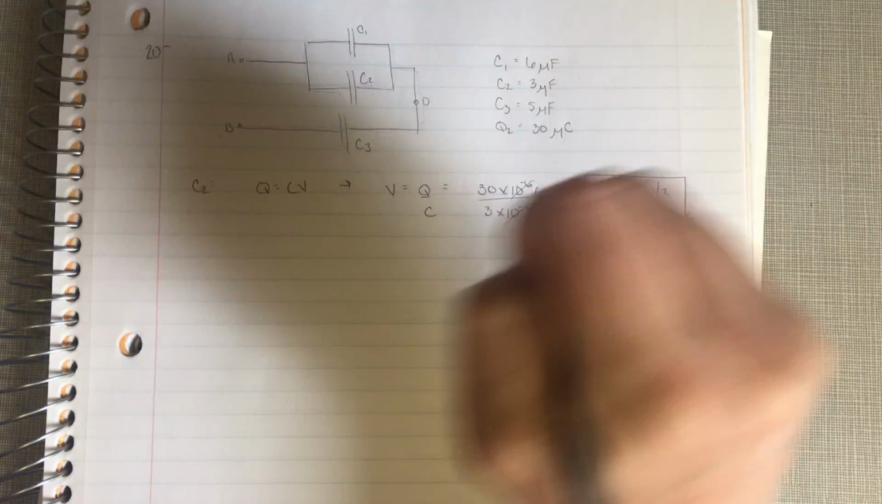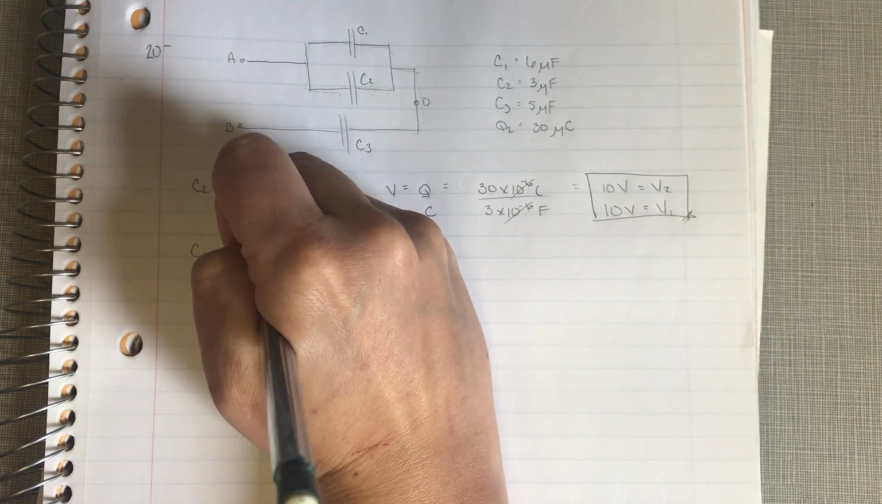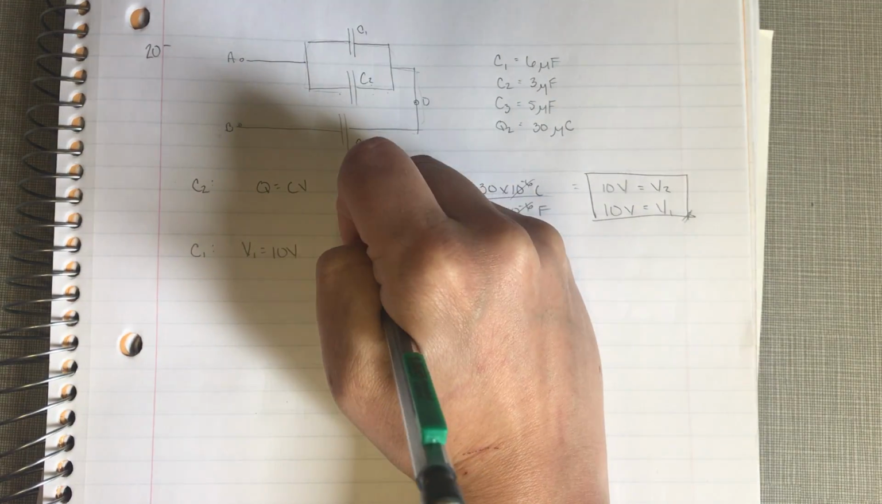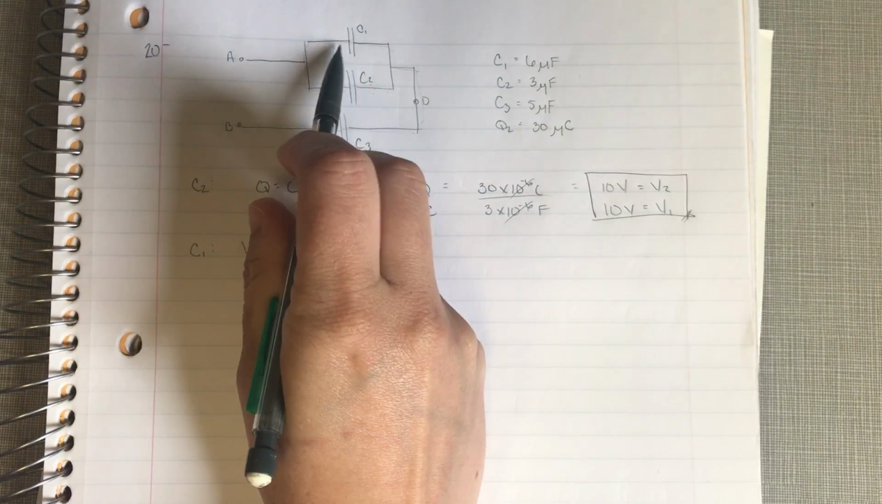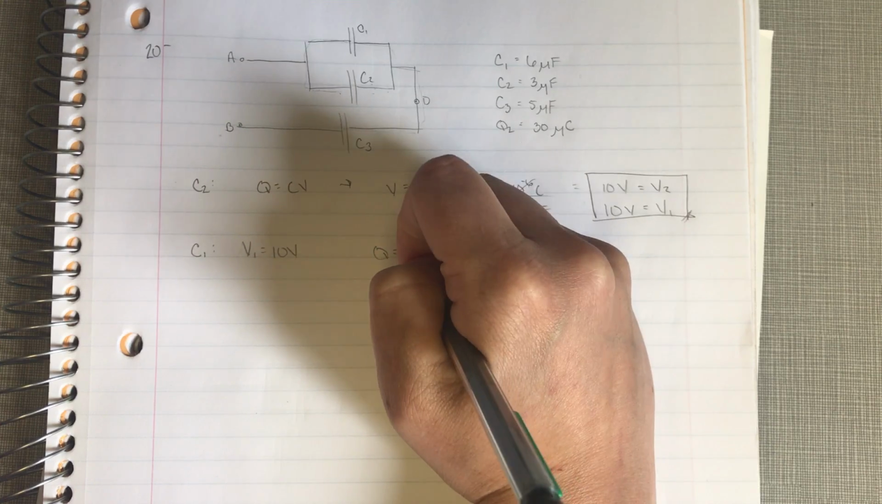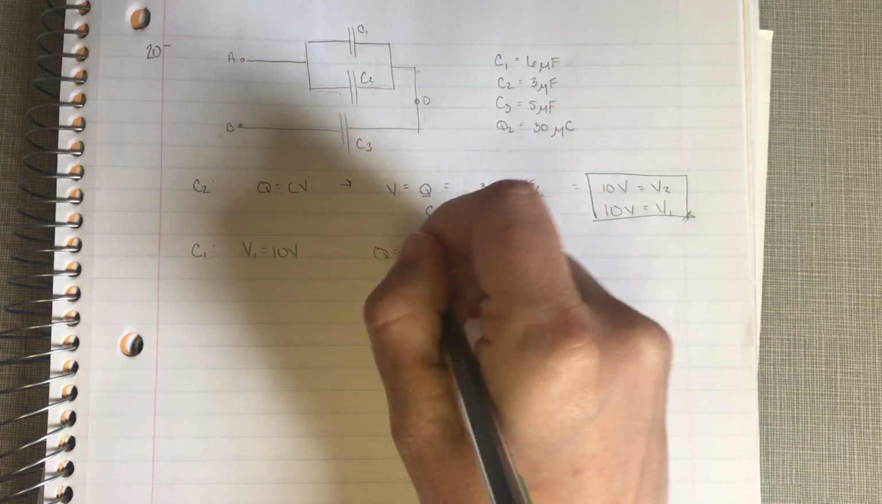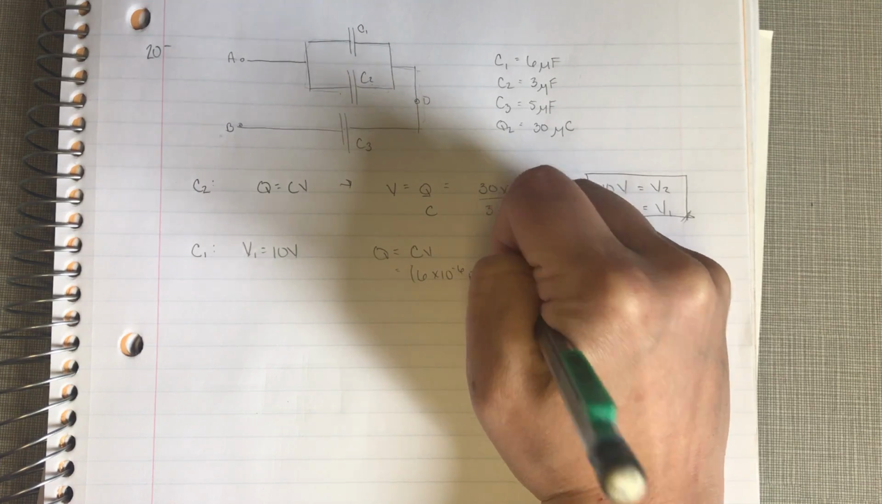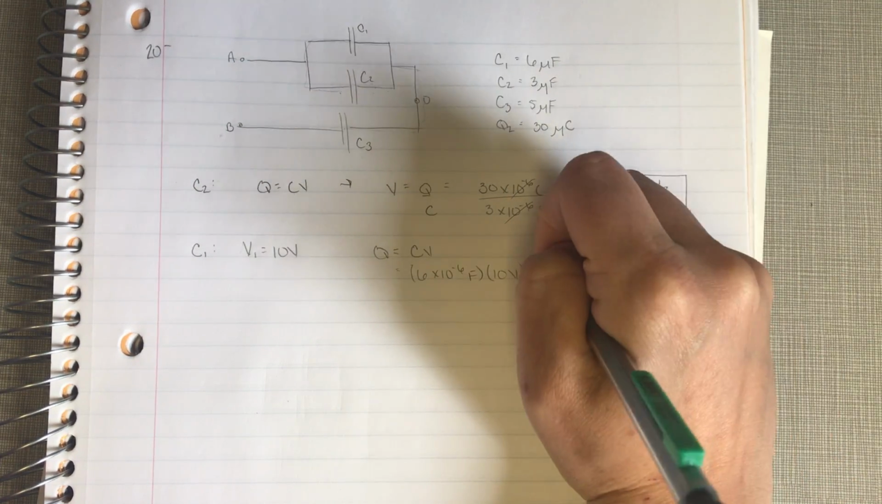Blam, blam. So from that, we can find the charge across C1, Q equals CV. So C1 is 6 times 10 to the minus 6 farads. V is 10 volts. So Q is 60 microcoulombs.